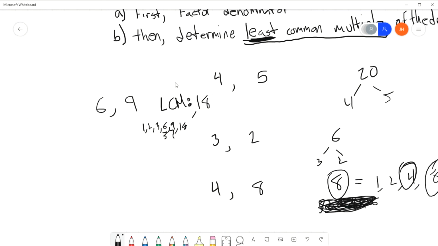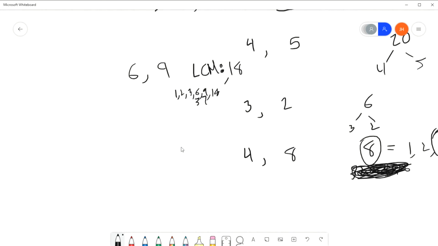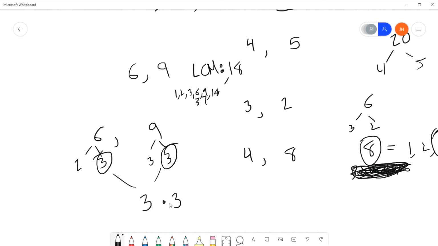The easy way to find the least common multiple between two numbers is to look at their factors. 6 is 2 times 3. 9 is 3 times 3. So I know that if I have a factor of 3, then I have it covered. If I have another 3, then I have that guy covered. And if I have a 2, I have that guy covered. 2 times 3 times 3 is 18.